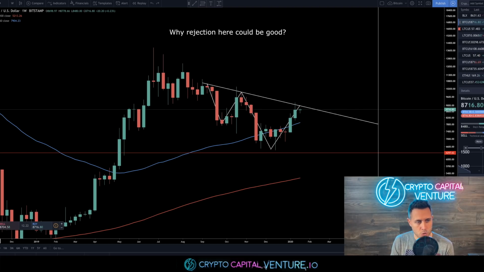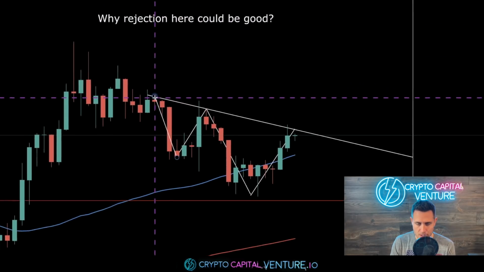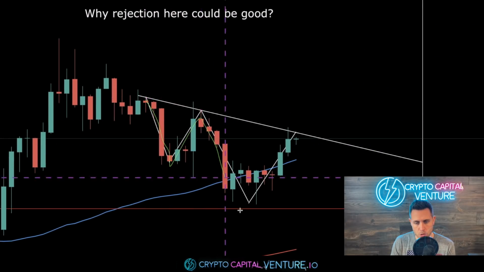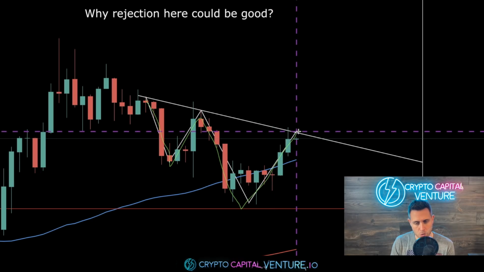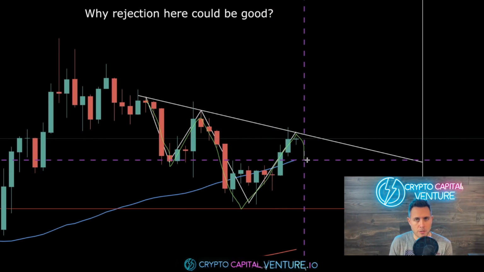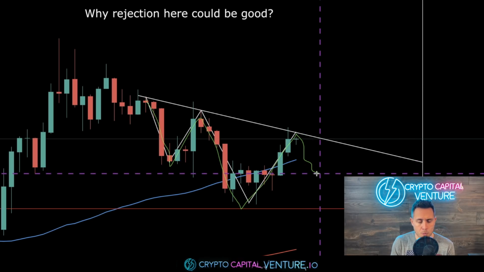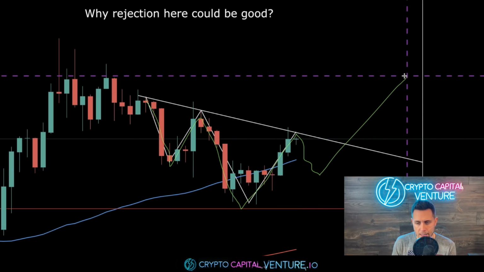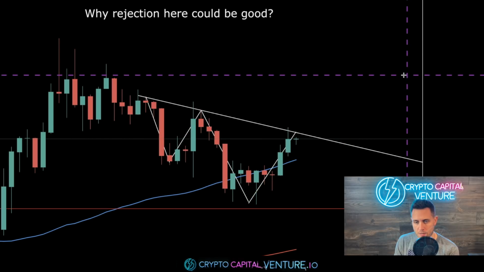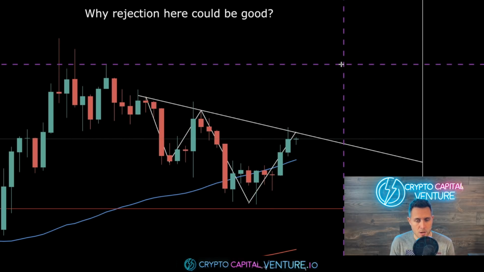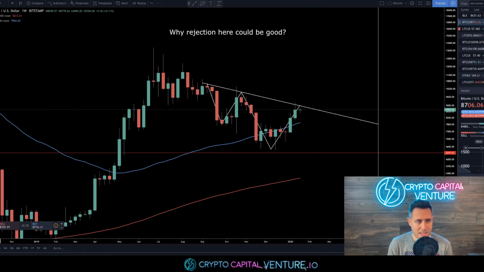So first off, I do want to start here for context. On the screen, you have a potential inverse head and shoulders. We have a left shoulder and a head. We do not have a right shoulder yet. This could be the case for why rejection where we are right now could be a good thing. We come back down, we put in a higher low, form that right shoulder, and then boom, we're taking off and maybe heading potentially into this bull market.